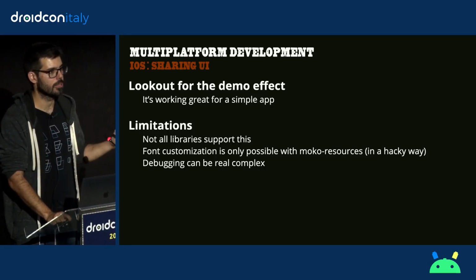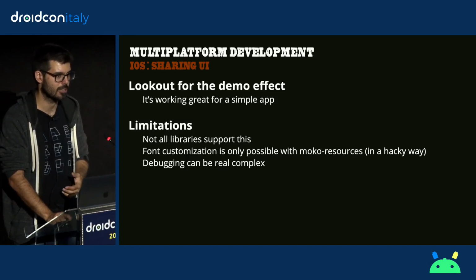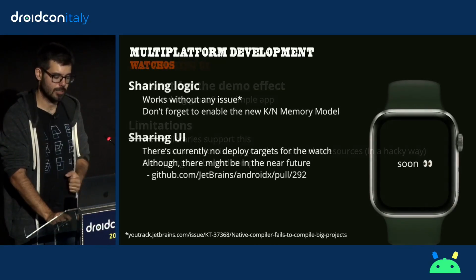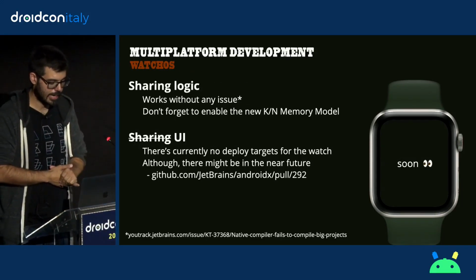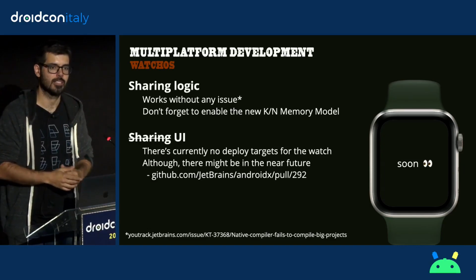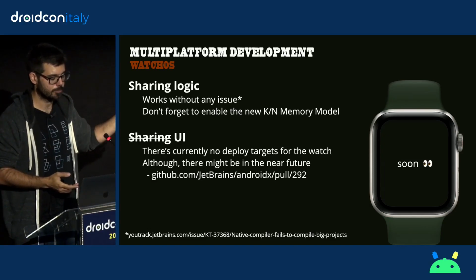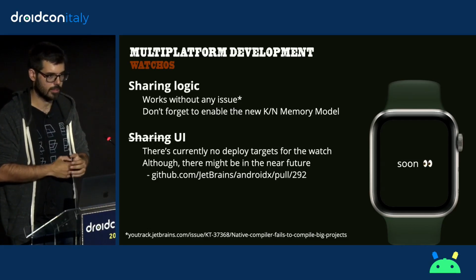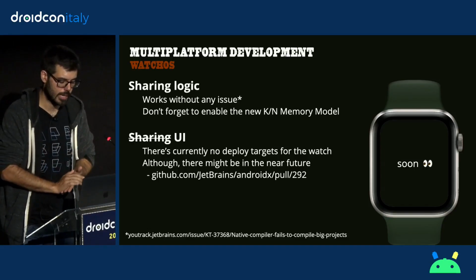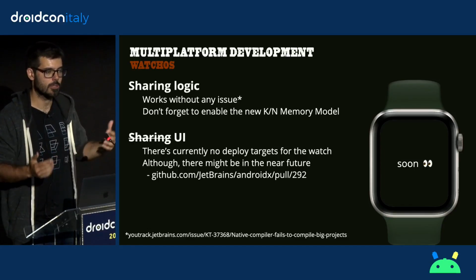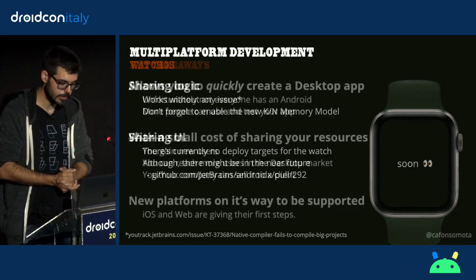And debugging can be really complex. Looking at the stack trace from iOS is not the easiest thing. WatchOS is coming soon, okay? At least it's what we all hope. There was already a PR done that gives us a hint that perhaps in the upcoming months we're going to have something. For now, it's not possible to share it because there is no deploy for the watch.